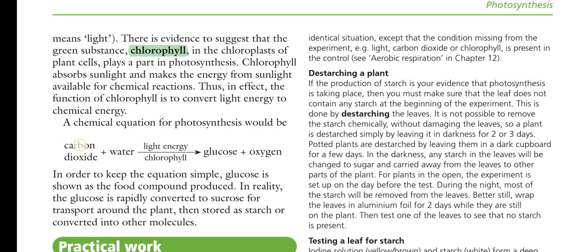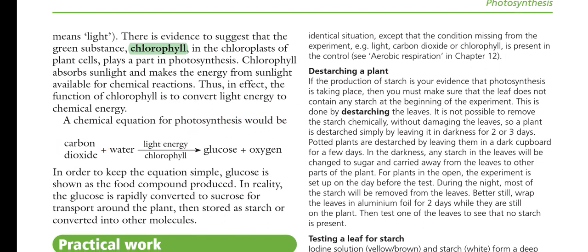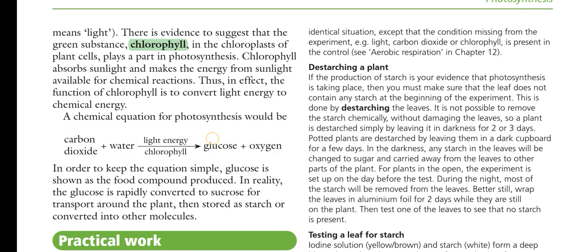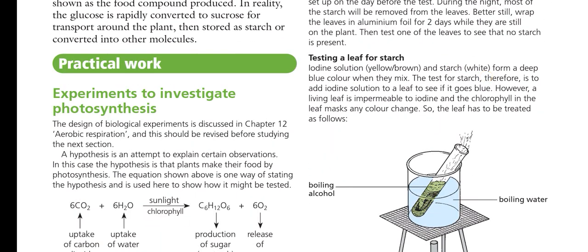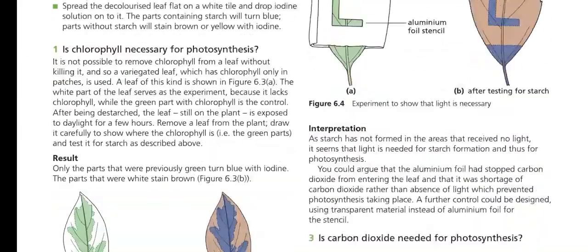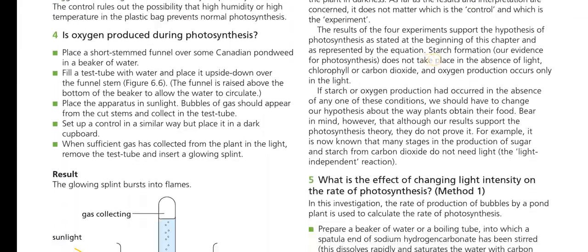So here we have the word equation. A chemical equation for photosynthesis could be carbon dioxide plus water, in the presence of light energy and chlorophyll, glucose and oxygen are formed. So this is the general equation for photosynthesis.